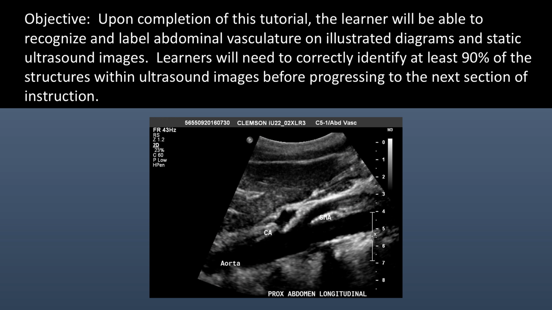Upon completion of this tutorial, you will be able to recognize and label abdominal vasculature on illustrated diagrams and static ultrasound images. You will need to correctly identify at least 90% of the structures within ultrasound images before progressing to the next section of instruction.